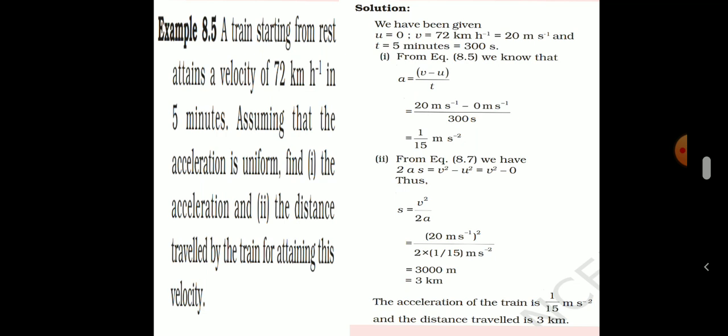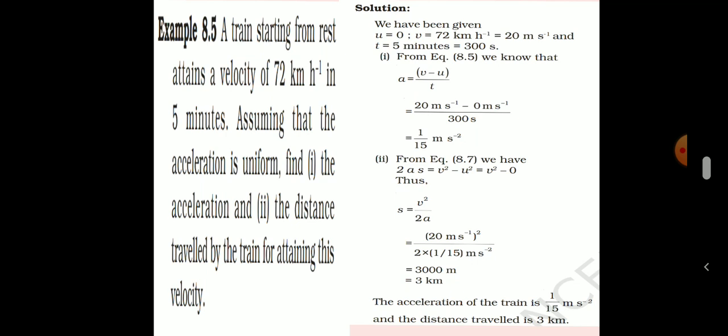So we know now the acceleration, and we want to find out what is the distance traveled by the train for attaining this velocity. Now for this, which equation can we use? We have two equations, Newton's second and the third equation of motion. Now which equation can we use? So we are going to use the third equation of motion, that is giving the relation between position and velocity.